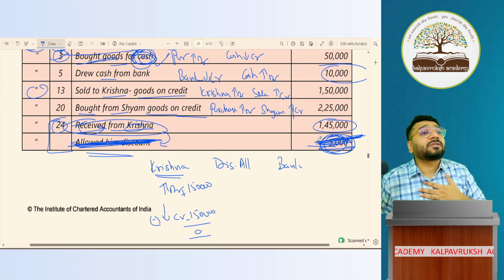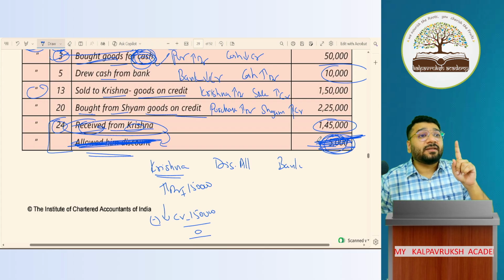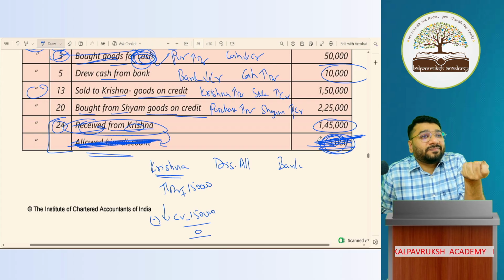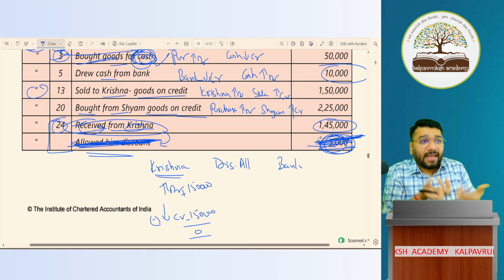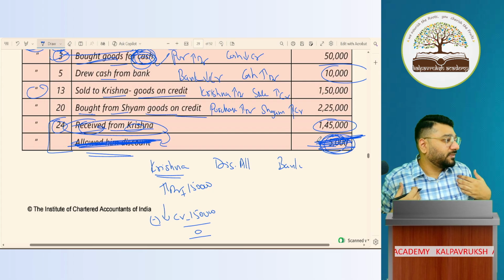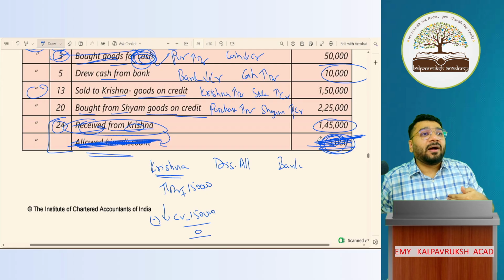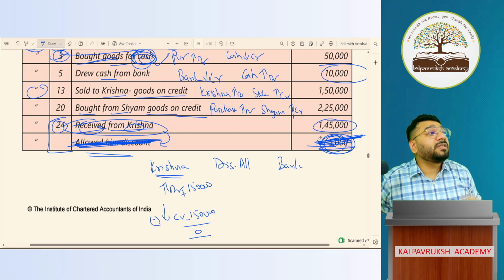This 5,000 rupees is my expense or loss? Loss. It's not expenditure. Expenditure means money I spend. Loss means what I'm supposed to receive, my money, I'm not going to receive now. If the money I expected doesn't come, that is a loss. So that 5,000 is my loss.